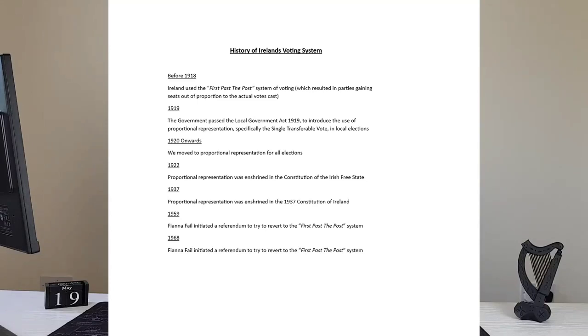Since proportional representation voting was introduced in Ireland, Fianna Fáil have initiated referendums on two separate occasions, in 1959 and 1968, both of which were defeated, to try and revert back to the first past the post system.